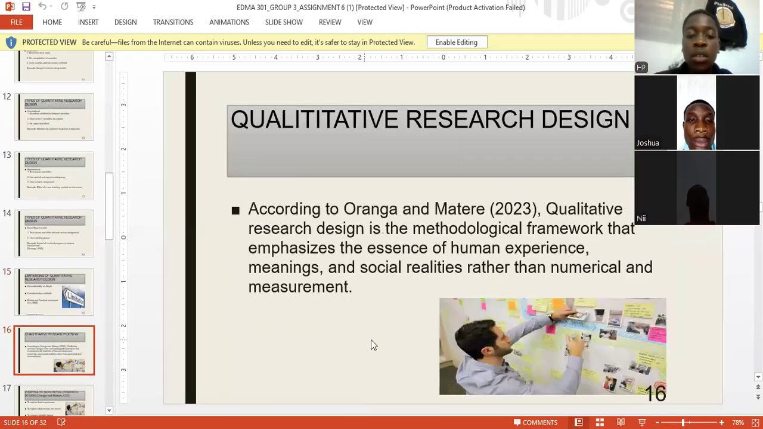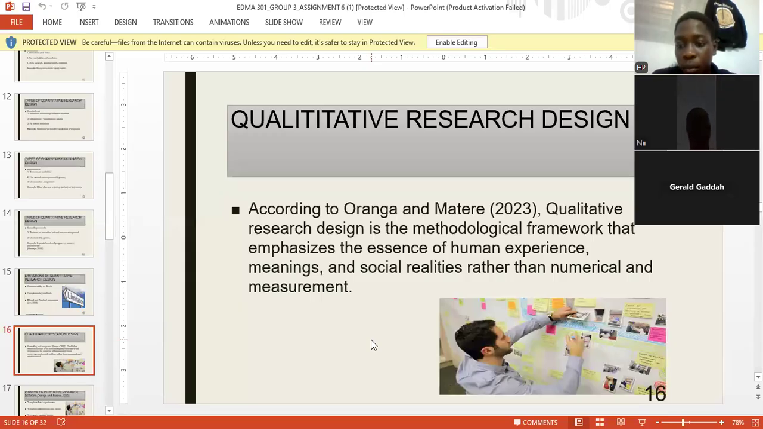So I'll give it to my colleague to take care of the qualitative research design. Unfortunately, the one who wanted to take care of the qualitative just left the meeting. So I will take care of the qualitative.